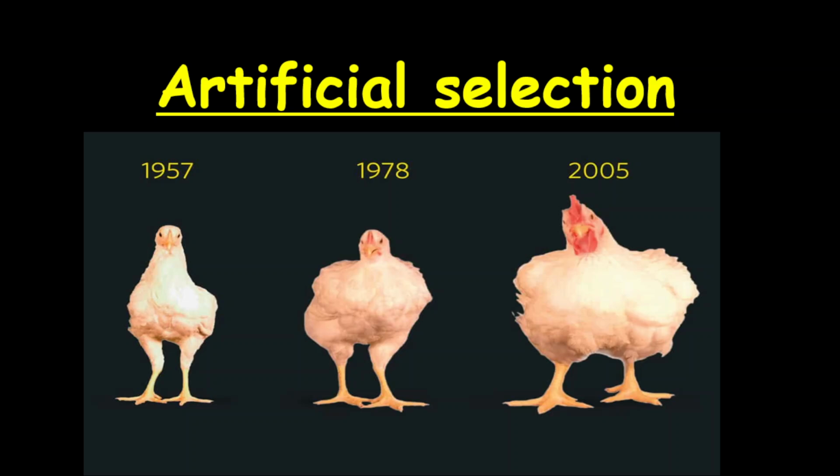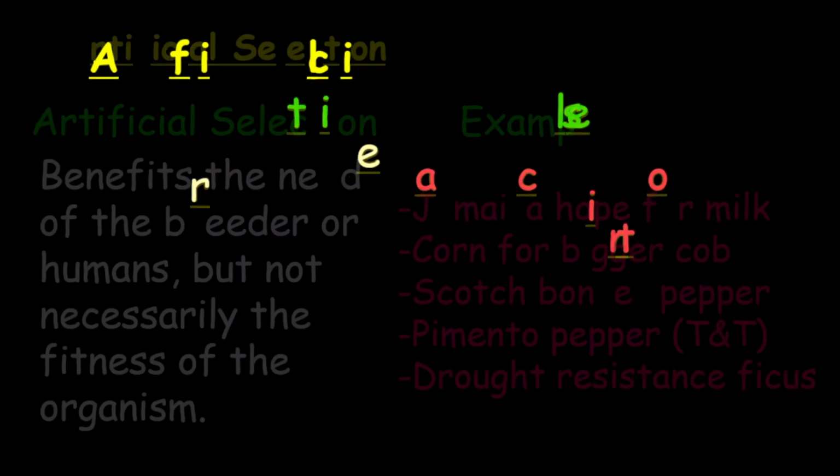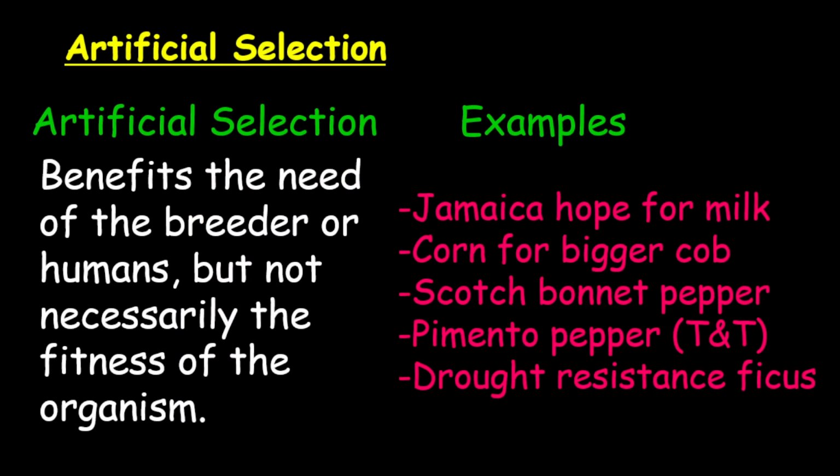All right, so notice that's the difference between natural and artificial selection. We choose traits that benefit us for artificial selection. In natural selection, the traits technically choose the organism for the environment. All right? Now, let us look at some examples of artificial selection. Artificial selection benefits the need of the breeder, as I mentioned earlier, or humans, but not necessarily the fitness of the organism. And so here are some local examples that you need to know.